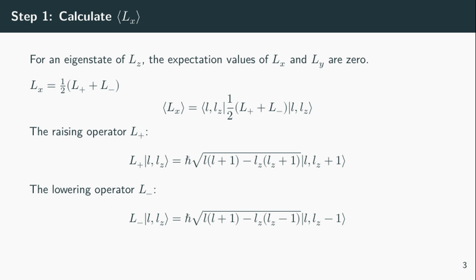Remember how the raising operator L plus acts on a state: it gives h bar times the square root of L times L plus 1 minus Lz times Lz plus 1, and it changes the state to Lz plus 1. Similarly, the lowering operator L minus acting on a state gives h bar times the square root of L times L plus 1 minus Lz times Lz minus 1, and it changes the state to Lz minus 1.